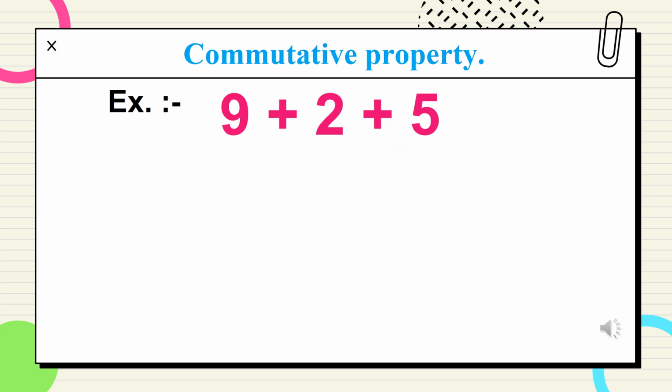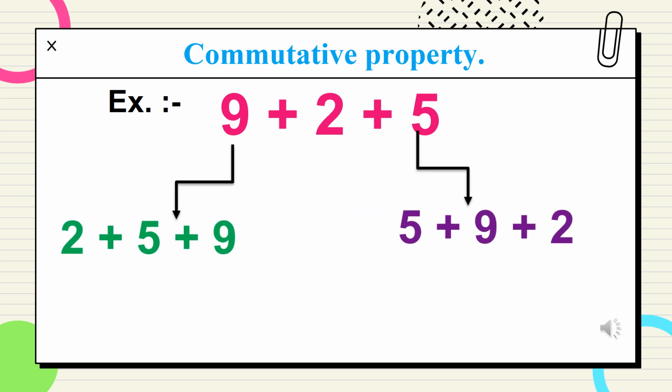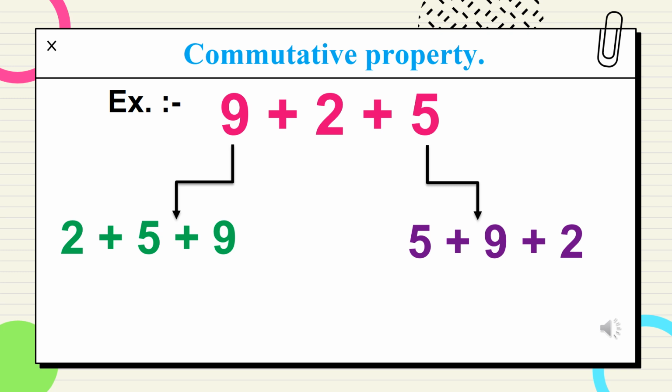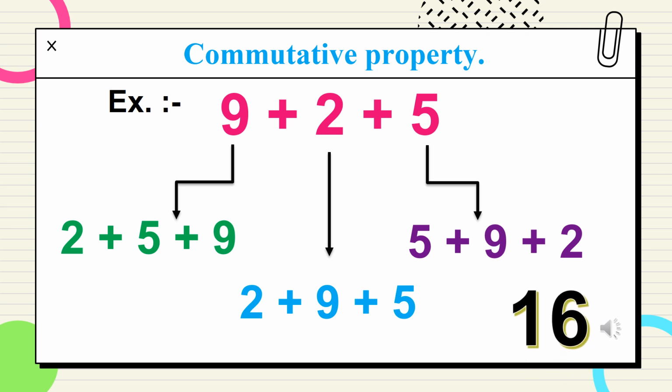Now we have 9 plus 2 plus 5. We need to solve by using commutative property, so you can add in any order. So I can switch to be 2 plus 5 plus 9, or to be 5 plus 9 plus 2, or to be 2 plus 9 plus 5. All of them give us the same sum, which is 16.